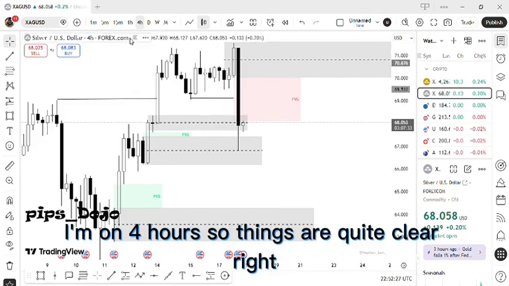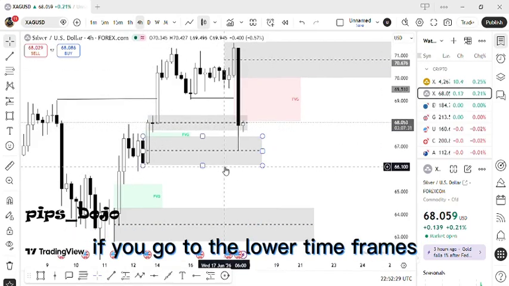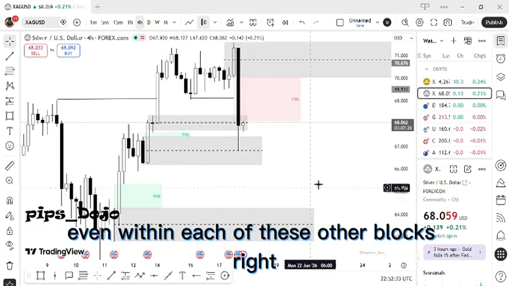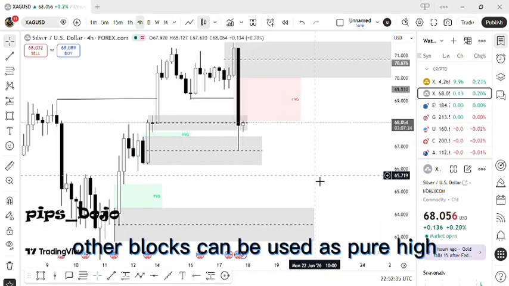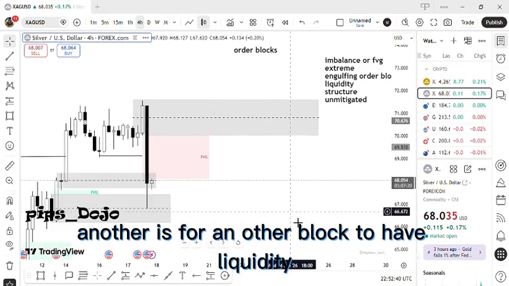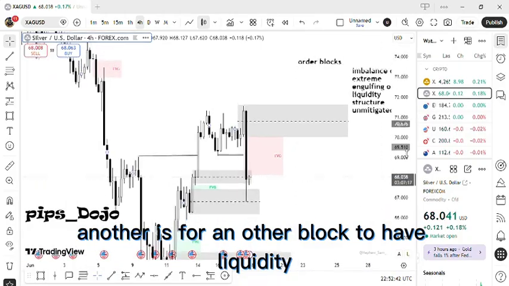I'm on 4 hours, so things are quite clear, right? If you go to the lower time frames, you see a lot of other blocks even within each of these blocks, right? Other blocks can be used as pure high. Let's take note of that, right? So that's that. Another is for an order block to have liquidity.